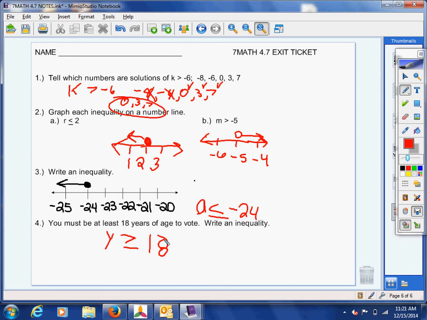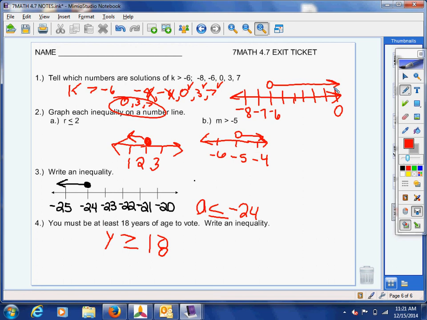Having a hard time with that one? Here's something that could help you: draw yourself a number line. You know that negative 8 is your lowest number, so you could go negative 8, negative 7, negative 6, and then 5, 4, 3, 2, 1, 0. And here's negative 6, and we are looking for all the numbers that are bigger than negative 6. So you could draw yourself a picture of it. You know how to do that.